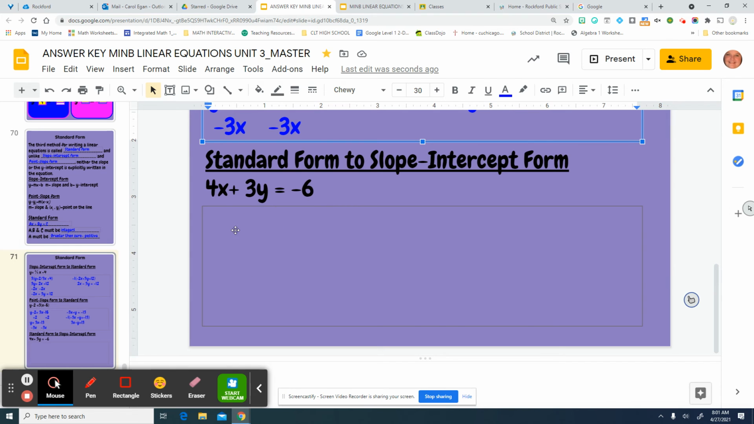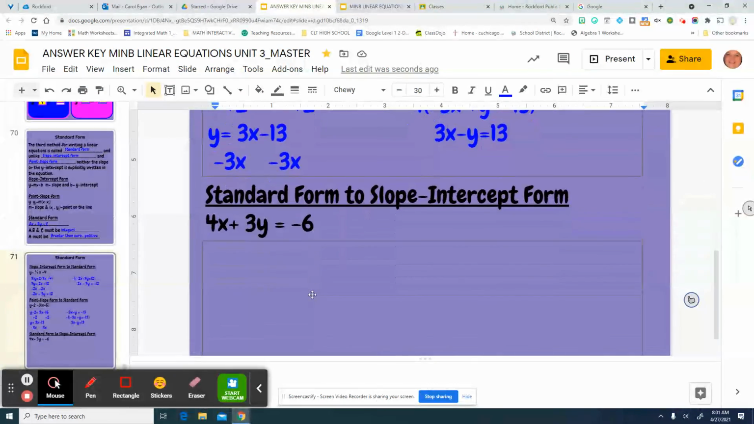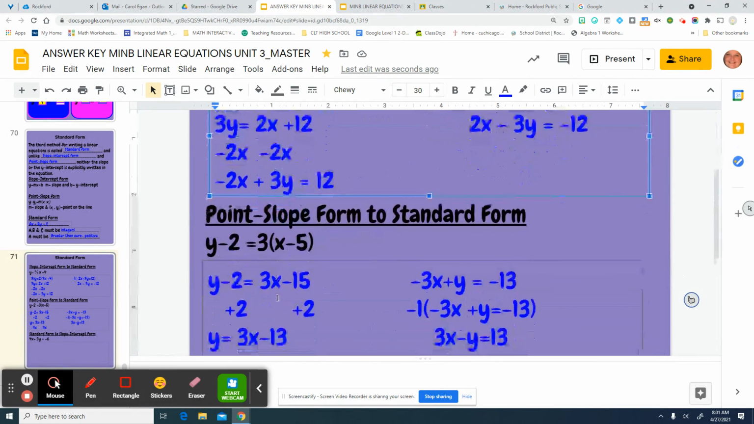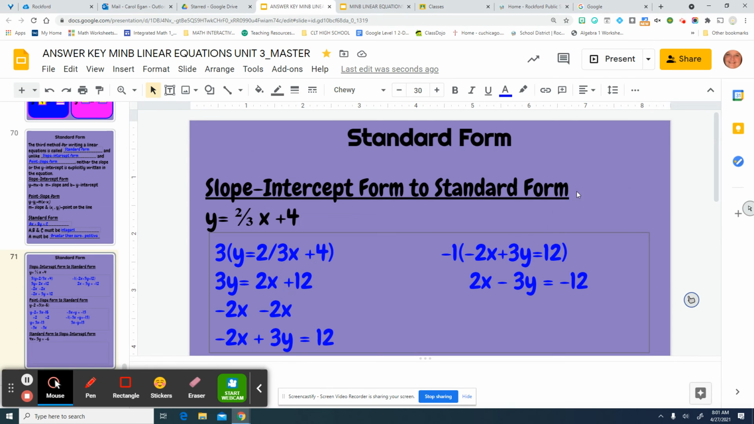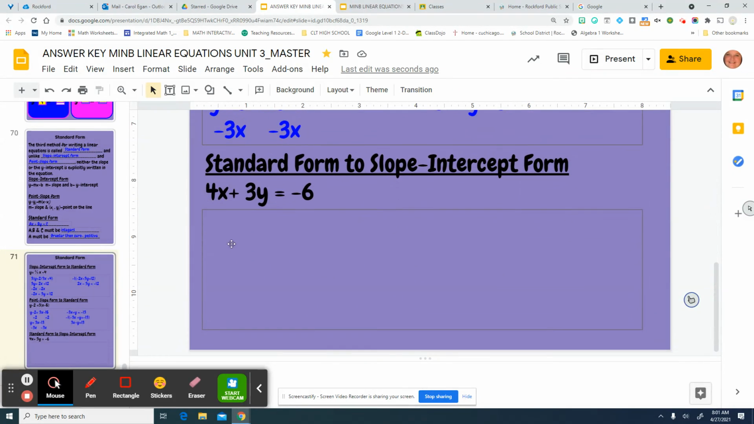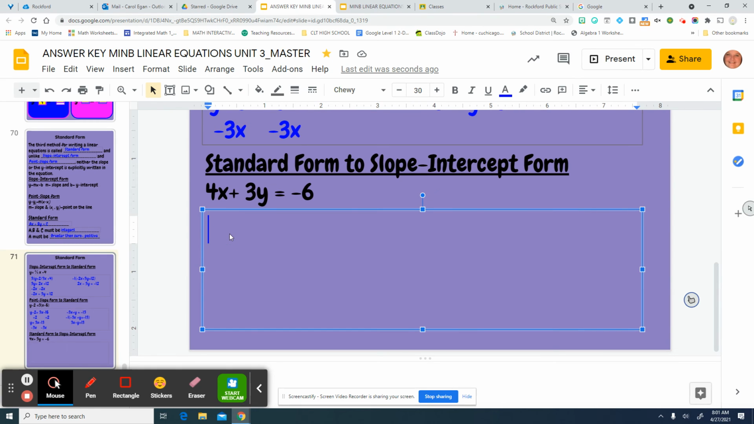And then lastly, standard form to slope-intercept. We should know by now y equals what? Hopefully in your head you're saying mx plus b. If not, you better go home and practice that because you definitely should know that by now. So essentially I want to isolate the y, so I'm going to get rid of the x. So I'm going to subtract 4x from both sides. And I get 3y equals negative 4x minus 6.